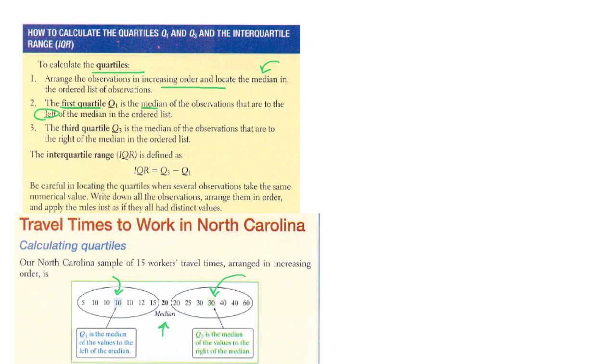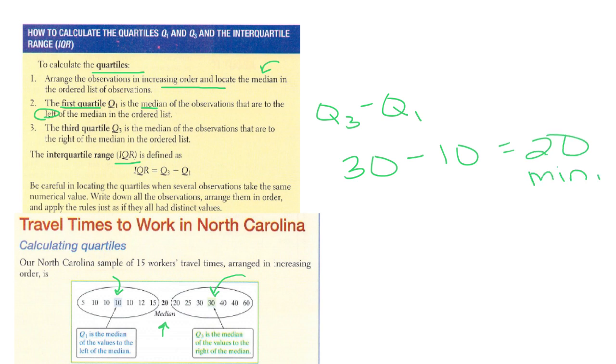So I have a Q1, the median, which essentially would be Q2, and then Q3, which is my third quartile. Okay, and then I can use those to calculate my IQR. IQR is my interquartile range. It is my Q3 minus my Q1. So for this example here, my IQR would be 20 minutes. My Q3 minus my Q1.